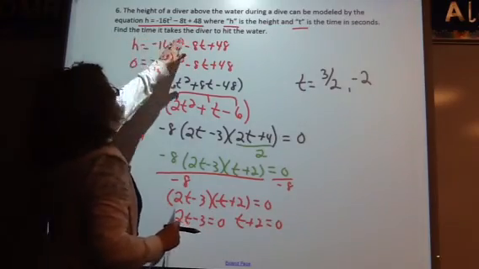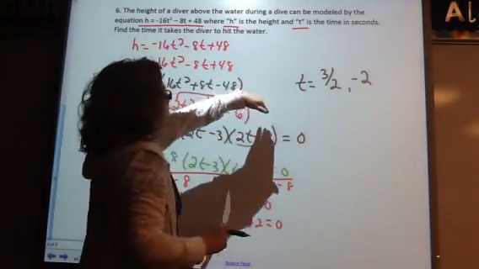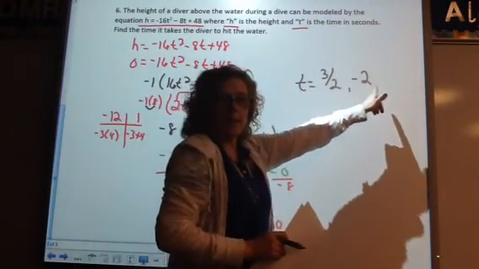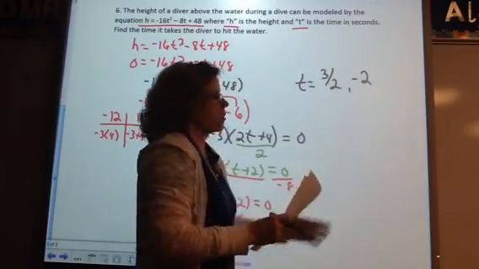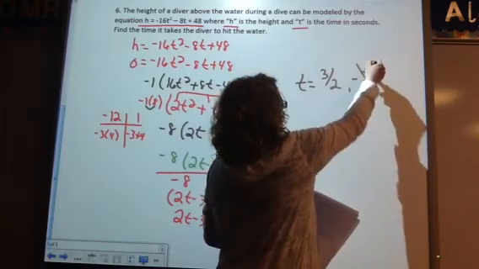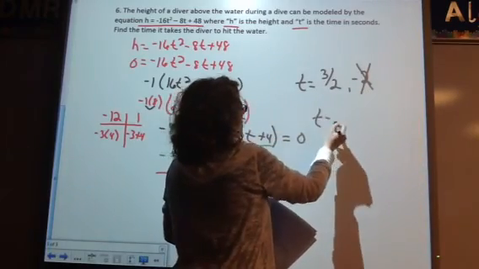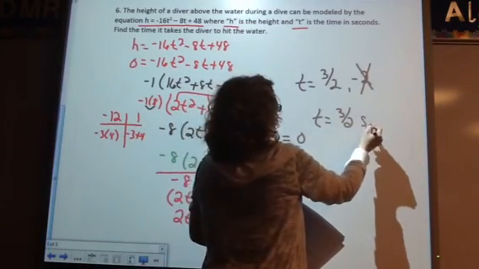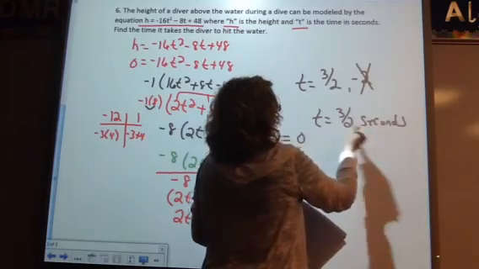Okay, so this is an applied problem, so let's go back and see what it's asking for. Find the time it takes the diver to hit the water. Okay, so time cannot be negative. It's not going to go backwards. So this one here does not make sense. So our answer is going to be 3/2 seconds.